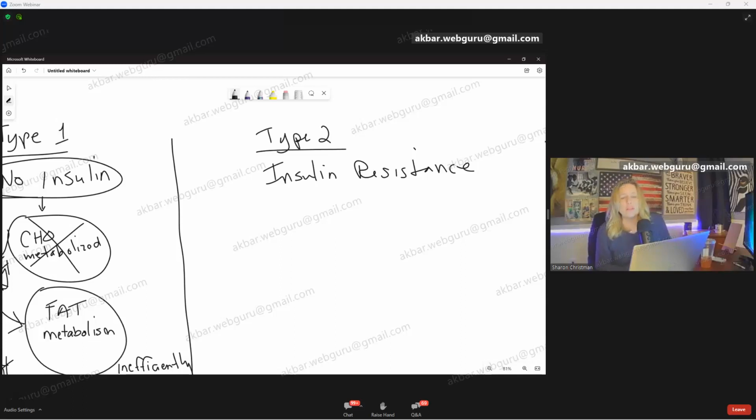Now, this is kind of just a general question. Do you know what the number one cause of insulin resistance is? What's the number one cause of changing that lock? Do you know? It's obesity. Obesity is the number one cause of that resistance to insulin at the cellular level. All right, so they have insulin resistance.